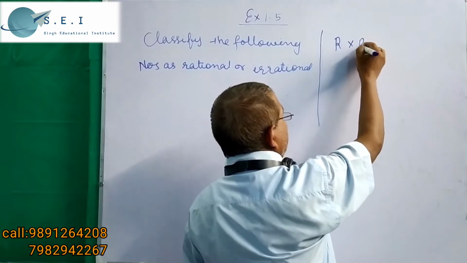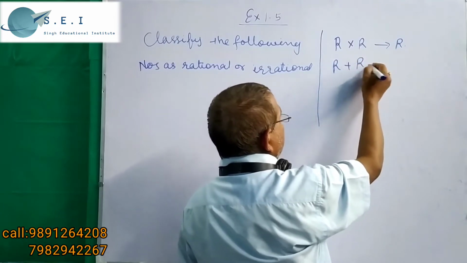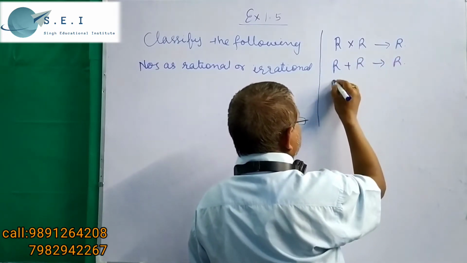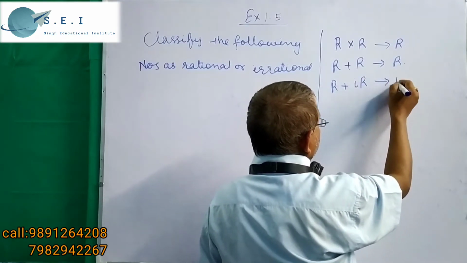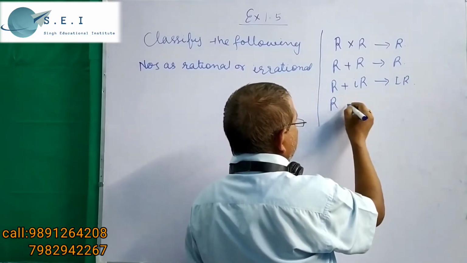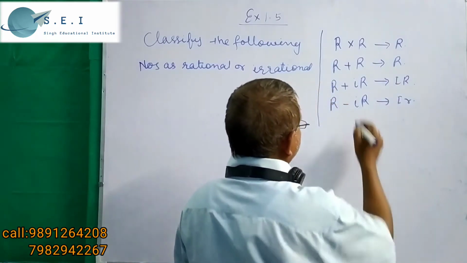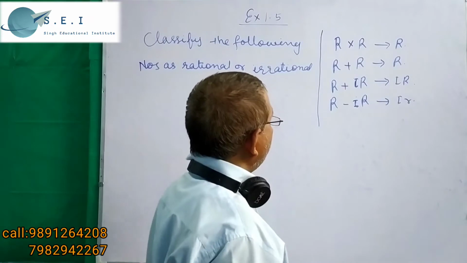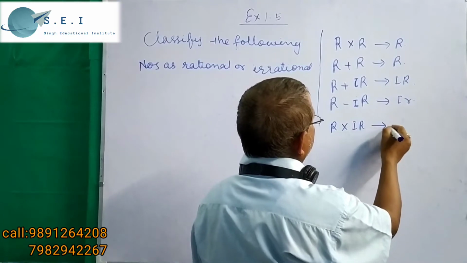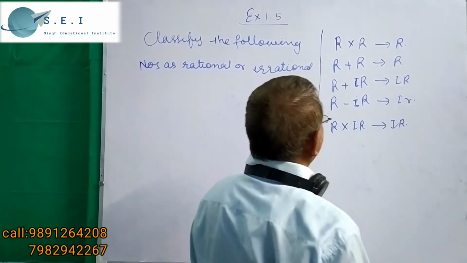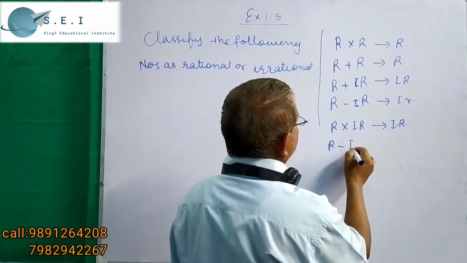Rational multiplied by rational is always rational. Rational plus rational is always rational. Rational plus irrational is irrational. Rational minus irrational is irrational. Similarly, rational multiplied by irrational is irrational, and rational divided by irrational is irrational.